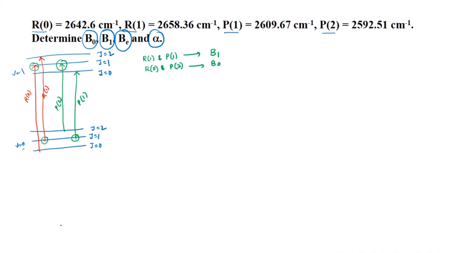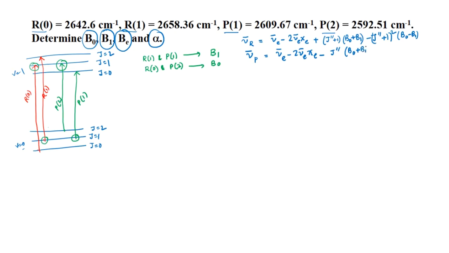So, let us write the general expressions. nu bar R equals nu bar E minus 2 nu bar E chi E plus (J double prime plus 1)(B0 plus B1) minus (J double prime plus 1) squared (B0 minus B1). And for the P branch transitions, we can write nu bar P equals nu bar E minus 2 nu bar E chi E minus J double prime (B0 plus B1) minus J double prime squared (B0 minus B1).